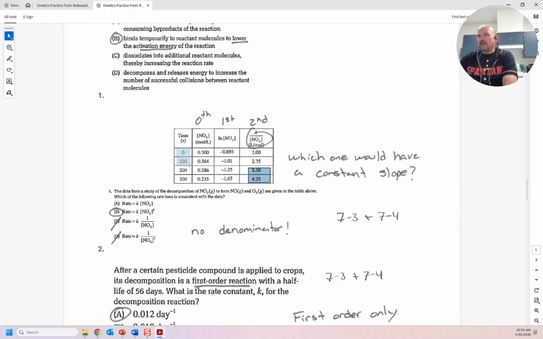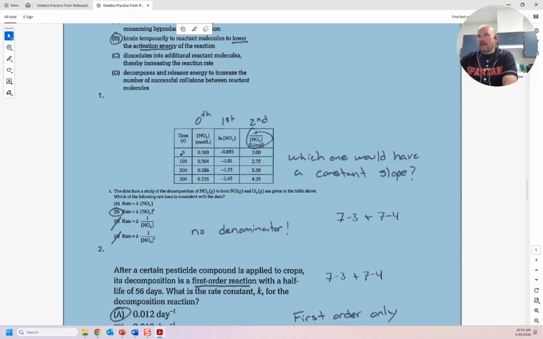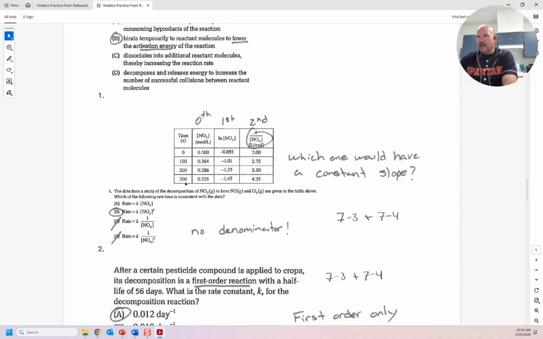And as long as the intervals of time end up being the same, and in this case, 100 seconds, and then another 100 seconds, and then another 100 seconds, if this changes the same each time, it's going to have a constant slope. The rise and run is not going to change. So if we do our math, this is increasing by 0.75 each time.